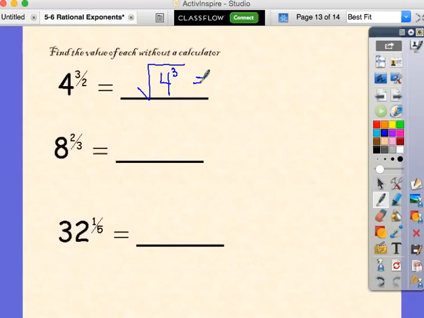4 times 4 is 16, times 4 again is 64. So we have the square root of 64, right? Because 4 times 4 times 4 is 64, and then the square root of 64, yes, is 8. So your answer is just 8.